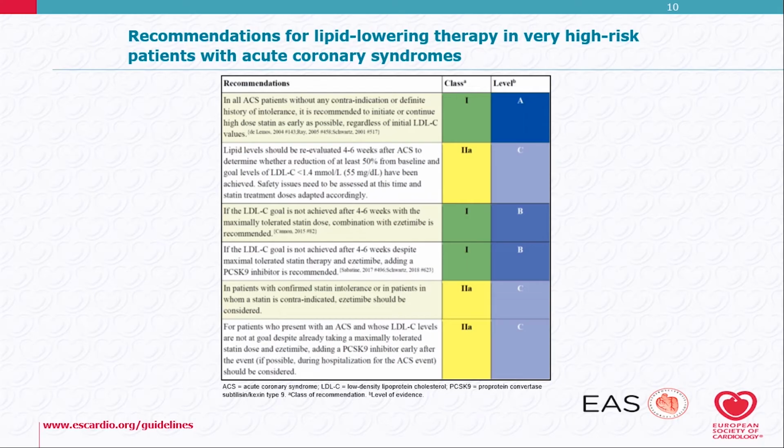In all acute coronary syndrome patients without any contraindication or definite history of intolerance, it's recommended to initiate or continue high-dose statin as early as possible, regardless of the initial LDL cholesterol levels. This is a class 1 indication. Lipid levels should be re-evaluated 4 to 6 weeks after the ACS to see whether we're at goal, and if not, then ezetimibe may be added to treatment. And after 4 to 6 weeks of double treatment, if the patient is not at goal, then a PCSK9 inhibitor may be added.